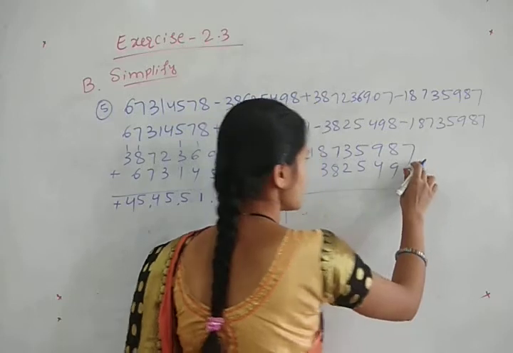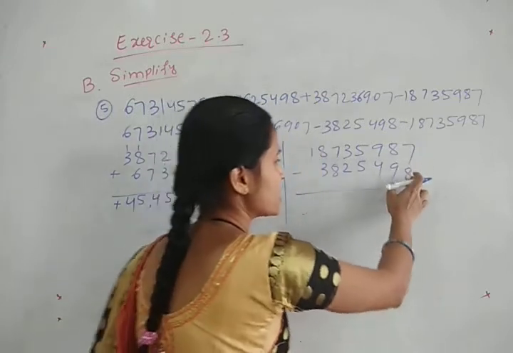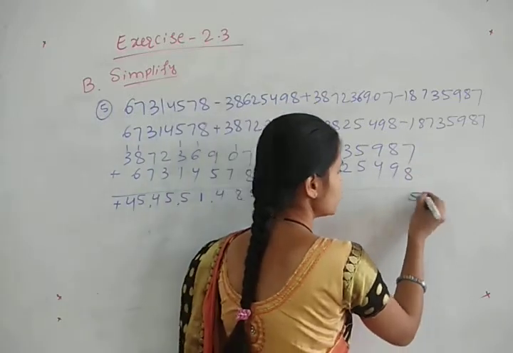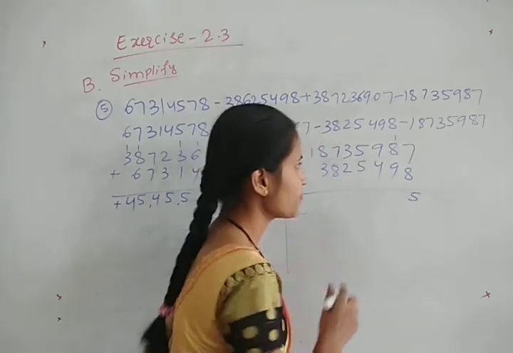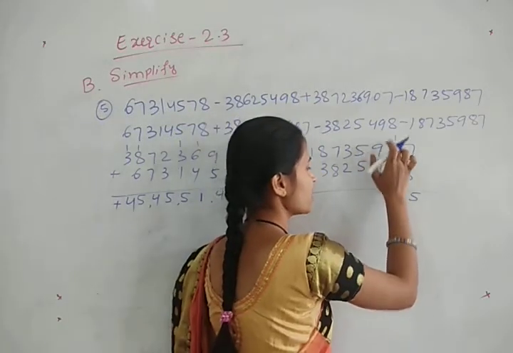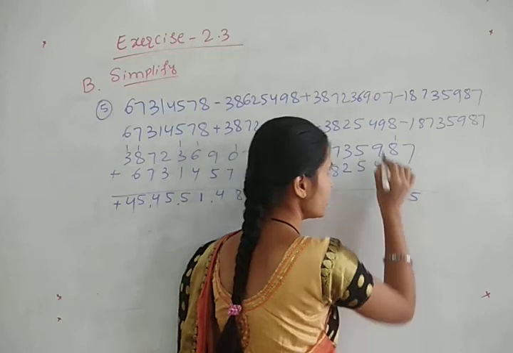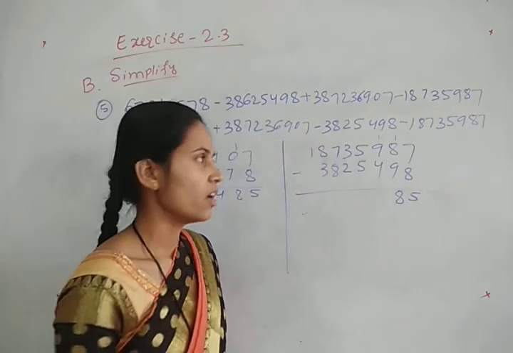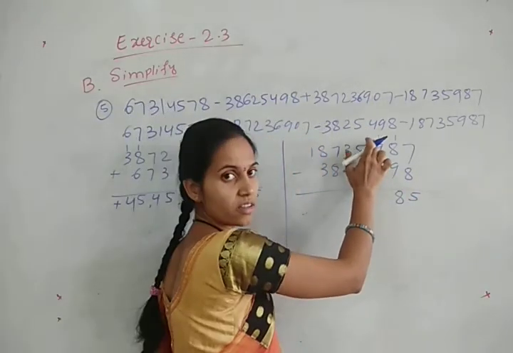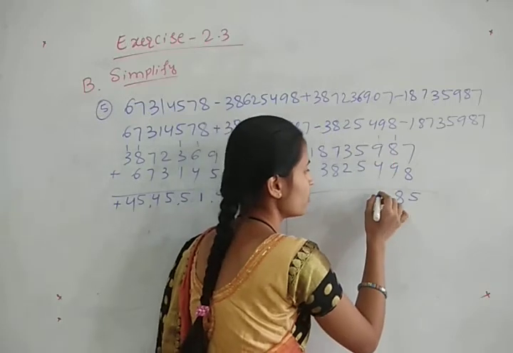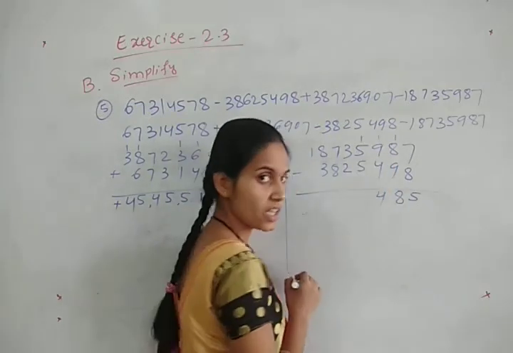Okay. Now 7 plus 8 is how much? 15. Write 5. Take 1 as a carry. Now 8 plus 1 is 9. 9 plus 9 is 18. Write 8. Take 1 as a carry. Okay. Now 9 plus 1 is 10. 10 plus 4 is 14. Write 4. Take 1 as a carry.